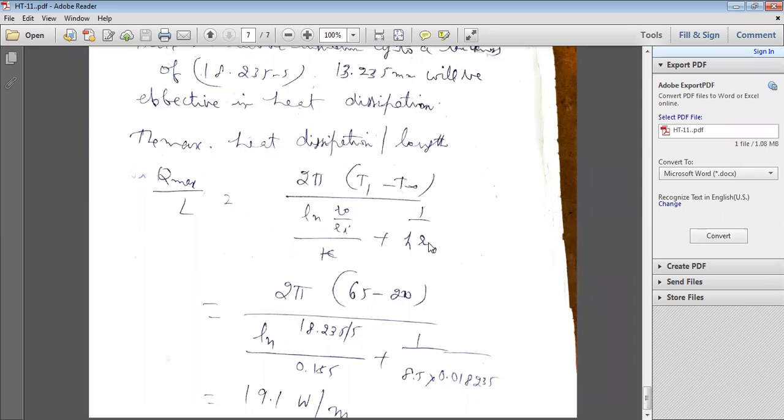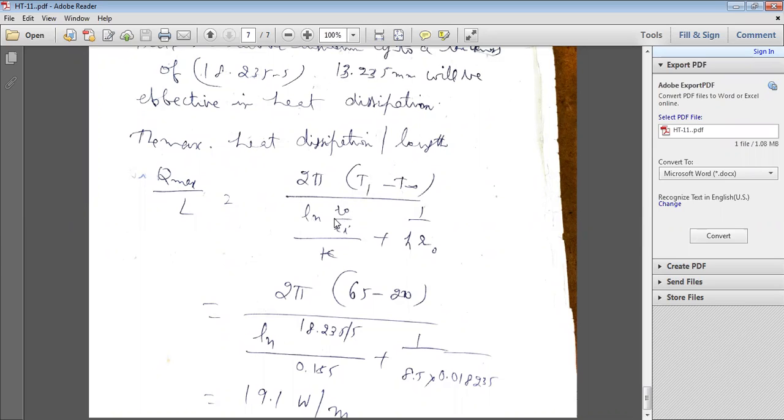Here T1 is the cable temperature, T free stream is the outside air temperature, and Ln is the natural logarithm of Ro by Ri. Ro is the critical radius or outer radius.